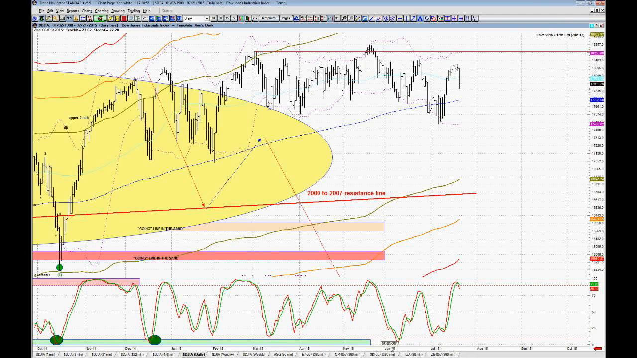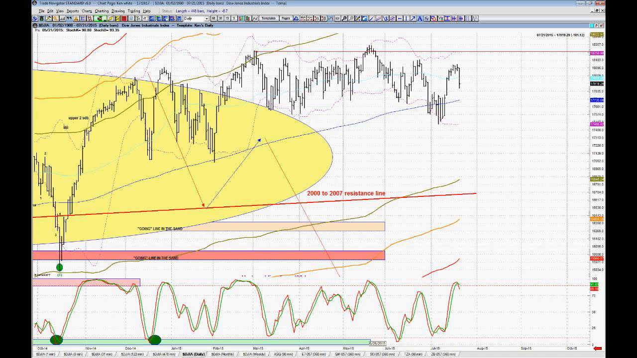Good time to do that is when the stochastics at the bottom of the screen are below the 10% threshold line. That's this maroon dashed line at the bottom. Above the 90% threshold, that's where we don't want to buy and we want to think about selling. Below the 10%, that's where we don't want to sell and we want to think about buying.